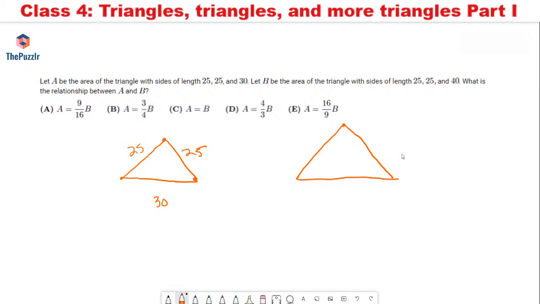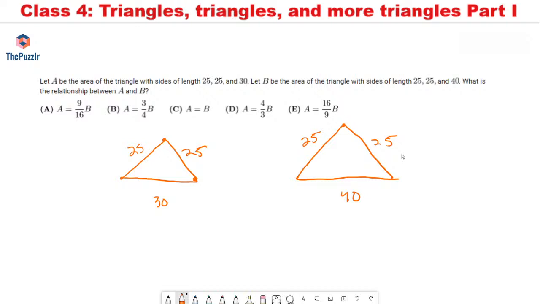Okay, so now this side is 25, 25. This is 40. Now what? It looks like an isosceles right triangle. I mean, isosceles triangle, not a right triangle.